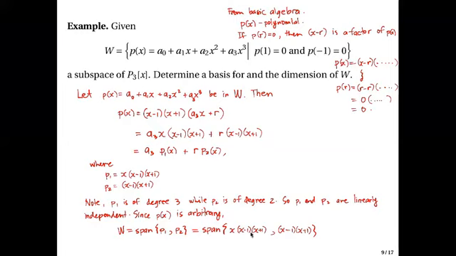And since they form a basis, we now have the dimension. We now know the number of elements. So dimension of W will be equal to 2. Okay, questions?